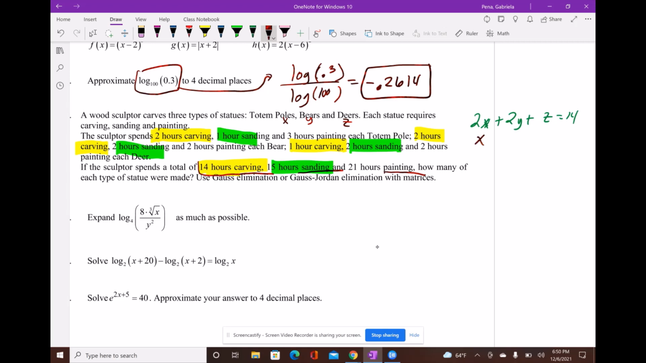So x plus 2y plus 2z equals 15. And then we have 3 hours painting, 2 hours painting, 2 hours painting for a total of 21.